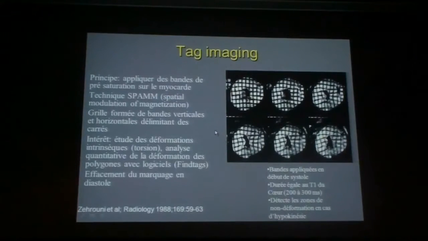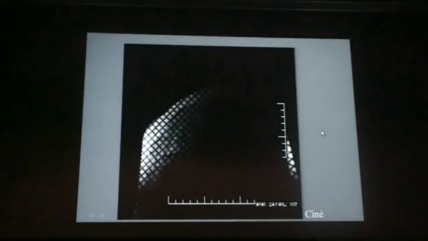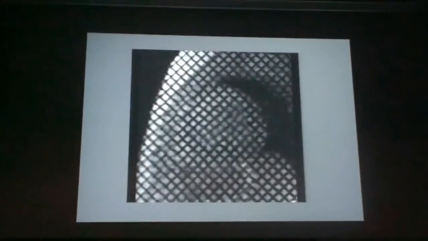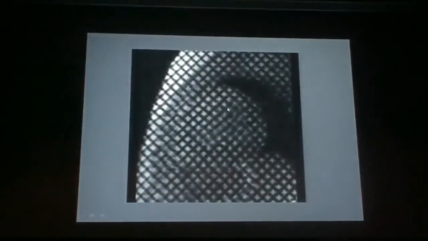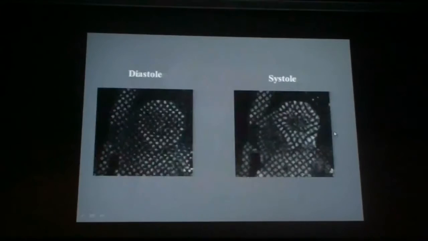Another way to optimize the analysis of your left ventricle function is to use tag imaging. These images are acquired by using pre-pulses that create a grid on your myocardium. This grid is going to be stable along the motion of your left ventricle that you're going to follow. You're going to follow the grid and the deformation of these squares.